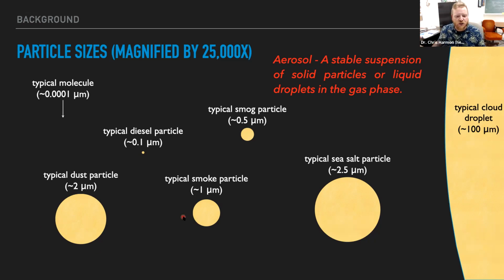Smoke particles get even smaller at about 1 micron. So a typical smog particle, which is formed secondarily through chemistry, can get even smaller, about 500 nanometers. Diesel particles are even smaller than that. And then on this scale, a typical molecule, we can't see it based on the magnification here. Okay, and so these are just a range of sizes. So particles can exist. So, you know, not all dust particles have to be 2 micron. They can be smaller, but this is just a typical size.